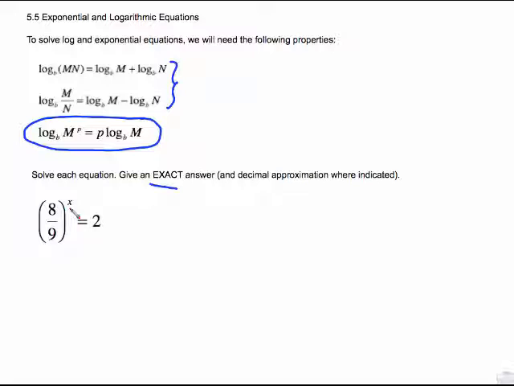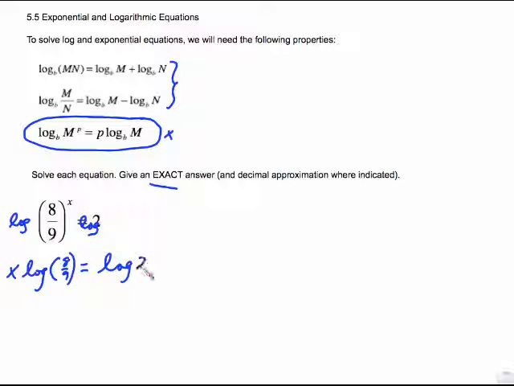When you have an exponential equation equal to a number here, the only way to get this x, which is an exponent, to be something solvable is to take the log of both sides. Perfectly legal. You take the log of both sides, and what we use here is this power property right here. This exponent gets to come down in front and become a coefficient, which makes it a whole lot more user-friendly. So this is x log of 8/9 equals log of 2.